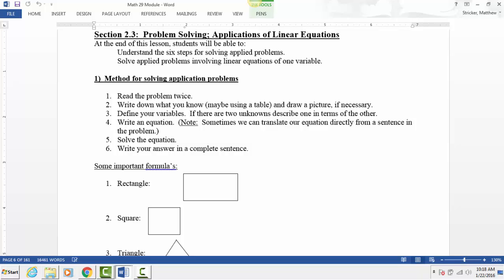Then we're going to look at some formulas which might be helpful, and then we're going to do some examples to help get you ready to do your homework.